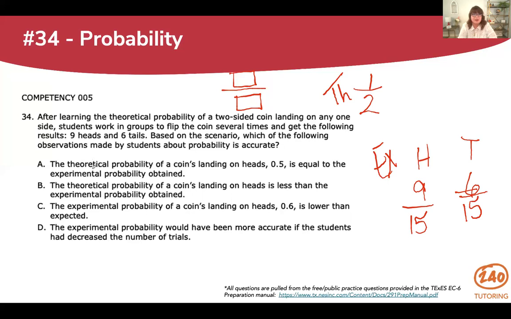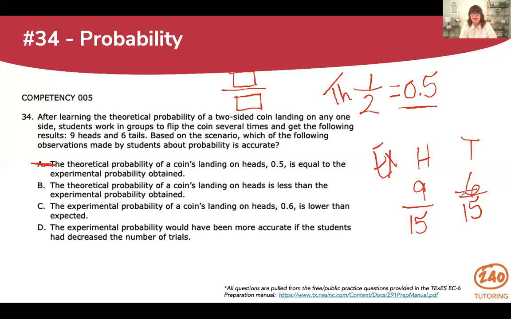It says A, the theoretical probability of a coin landing on heads, 0.5, is equal to the experimental probability obtained. So we know we can write 1/2 as 0.5, so that part's correct, but it's equal to the experimental probability. Did either of these equal half? 9 isn't half of 15, 6 isn't half of 15, so A is not correct. B, the theoretical probability of a coin's landing on heads is less than the experimental probability obtained. So is this less than our experimental probability? All right, half, 9/15 is more than half. 6/15 is a little bit less, but not much.